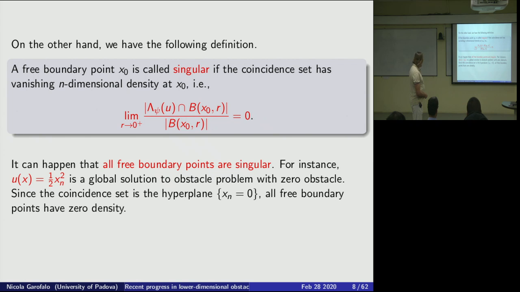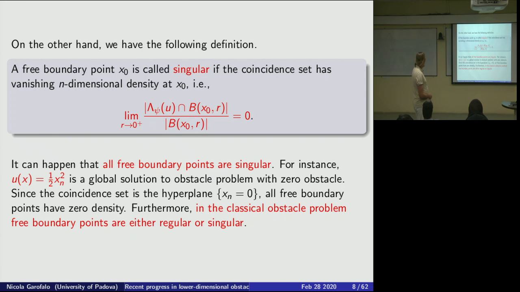Look at this example. It's just a simple manipulation of the example I gave you before. Before I gave you the positive part of x_n squared, now I'm giving you x_n squared. This is again a global solution to the obstacle problem with zero obstacle, but now the coincidence set is very thin, it is a hyperplane. And so all free boundary points have zero density. If you take the intersection with a ball, you get R^(n-1). Downstairs, you get R^n. So the limit is zero. So all free boundary points have zero density now. And so therefore, you have to deal with this problem.